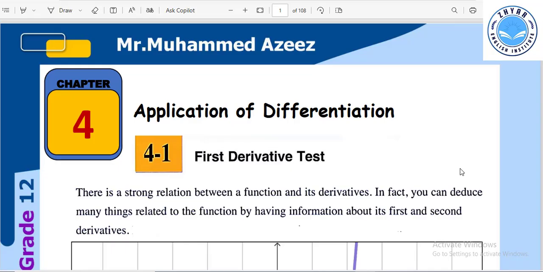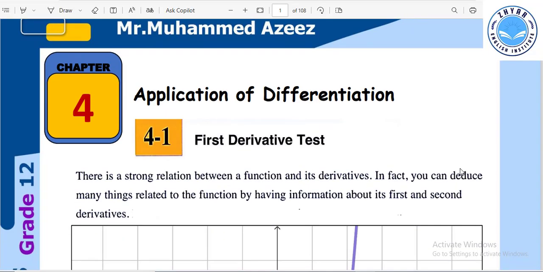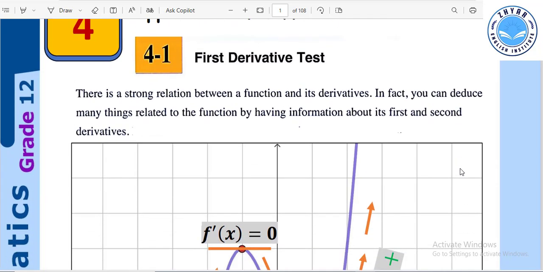In this lesson we're going to start chapter 4, as many of you asked me to explain chapter 4 and continue until the end of what's included for the Wizari exam. Chapter 4 is about the applications of differentiation. There are many applications of differentiation, but here in grade 12, especially in this book, we study some of them. We begin with 4.1, which is about the first derivative test.